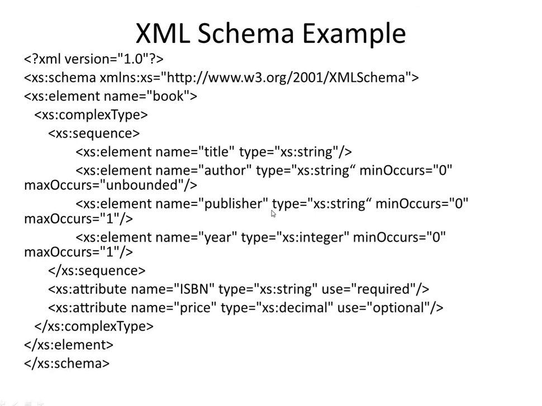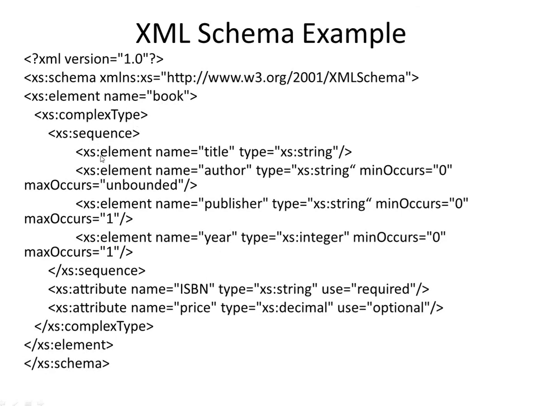Another sub-element is publisher, whose data type is string, minimum occurrence is 0 and maximum occurrence is 1. It means not more than one publisher can be included for that book. Another sub-element is year, whose data type is integer, minimum occurrence is 0 and maximum occurrence is 1. Because the year value is an integer, the data type of this element is declared as integer. Now these four are the sub-elements of complex type book.